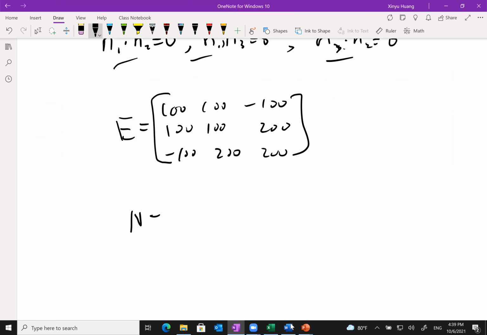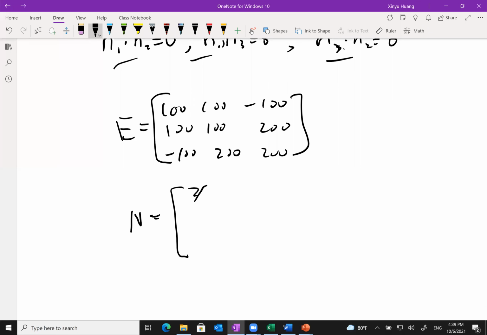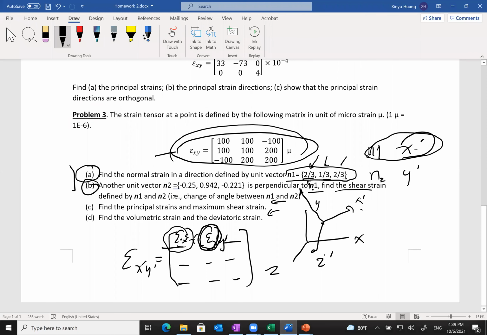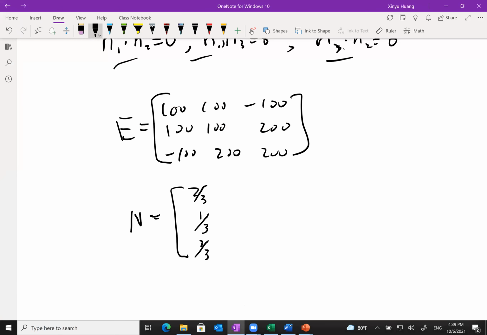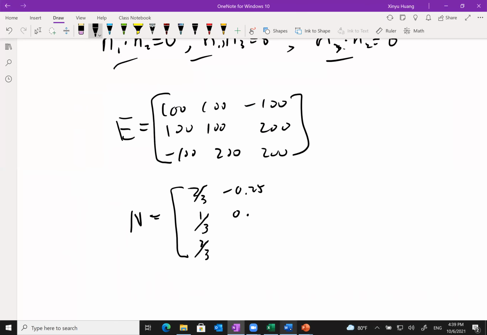Now I'm going to construct the N matrix. The first column of the N matrix is the first three numbers in that thing. This is 2/3, 1/3, 2/3. Right? That's the first column. The second column is these numbers: 0.25, 0.942, 0.221. The rest I don't care about.